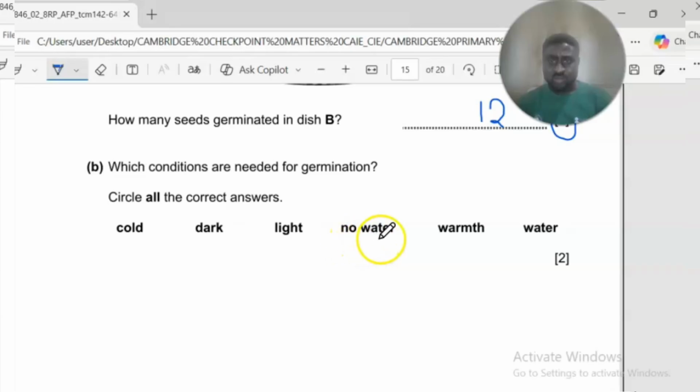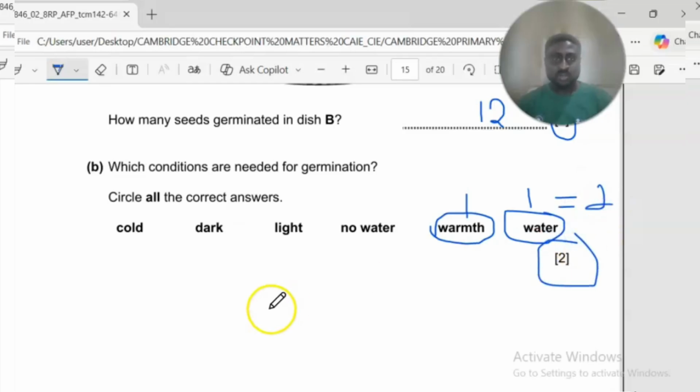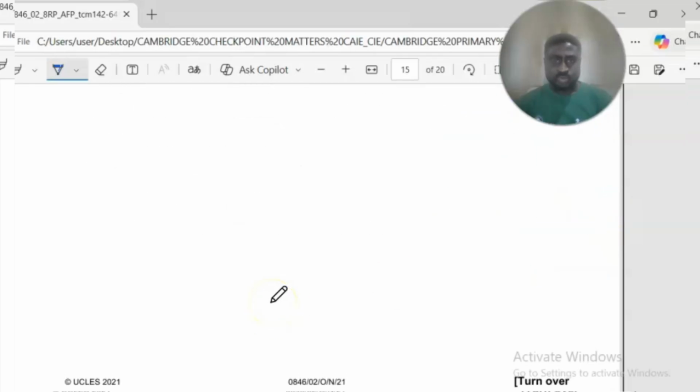Then no water, warmth, and water. So of course, a seed needs water for it to germinate because water soaks up the body part of the seed and goes down into the cortex and the other parts such as the plumule. Now, warmth is one of them because seeds need warmth to germinate. They also need water. So each of these goes for 1 mark each to give you 2 marks as indicated here. Is that noted? Now we move on.